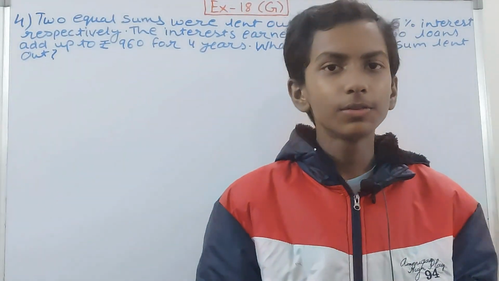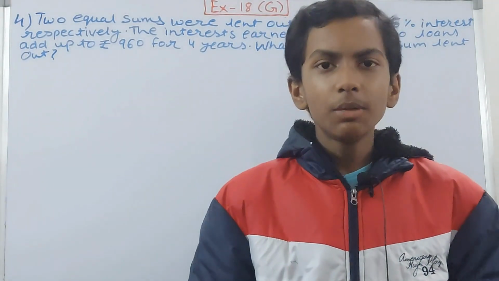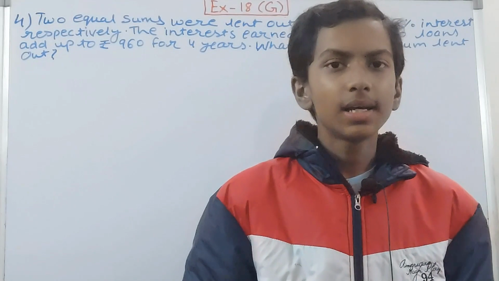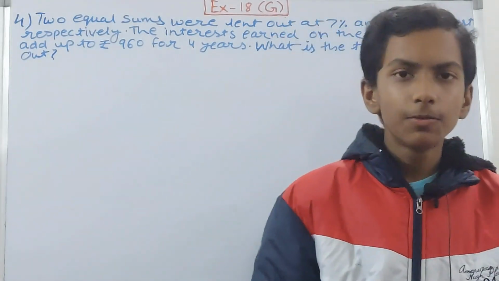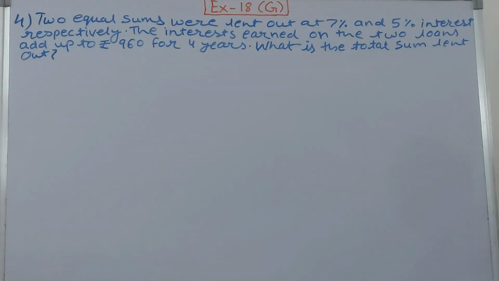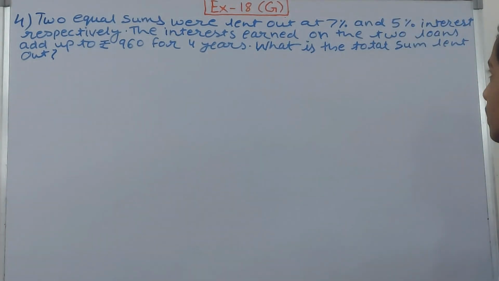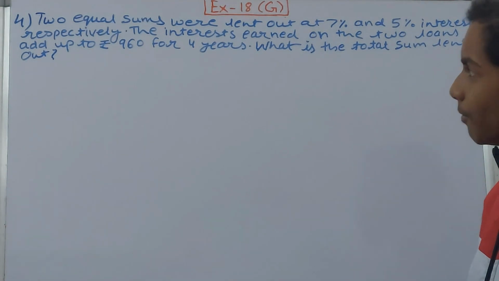In this video, we are going to solve ICSE Mathematics Class 7 Chapter 18, Percentage and its Applications, exercise 18G question 4. It says: two equal sums were lent out at 7% and 5% interest respectively. The interests earned on the two loans add up to rupees 960 for 4 years. What is the total sum lent out? So we have to find that.